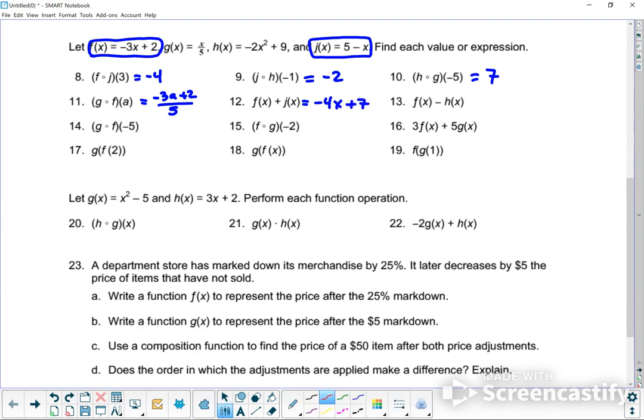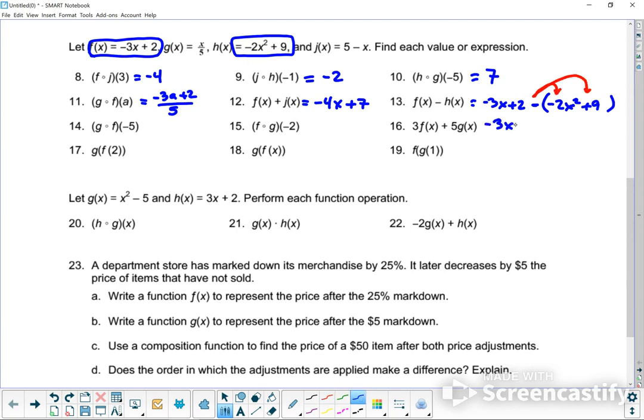f of x minus h of x. So I'm working with f of x, and I'm working with h of x, which is right there. So f of x is negative 3x plus 2, and then minus, this is the important part, because now I'm going to put h of x in here. h of x is negative 2x squared plus 9, which means that negative is going to distribute through both of these terms. So it's really going to be negative 3x plus 2 plus 2x squared minus 9.